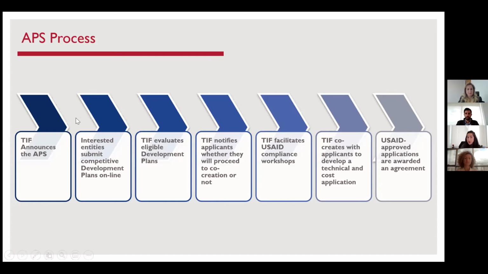So at first, we start with the announcement. So TIF announces the APS, which we already did. Interested entities submit the competitive development plans online on our platform, which is FormSite. Then TIF will evaluate eligible development plans. TIF will notify applicants whether they will proceed for co-creation or not. TIF then will facilitate USAID compliance workshops. TIF will co-create with the applicants to develop a technical and a cost application to be later sent to USAID for review and approval. And of course, upon USAID approval, we can then sign the award.